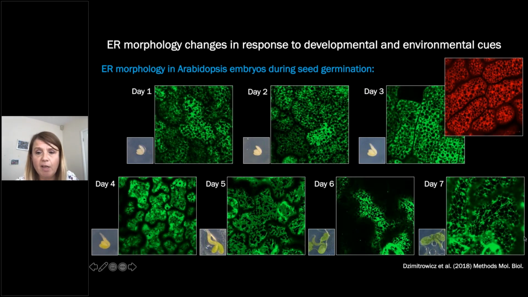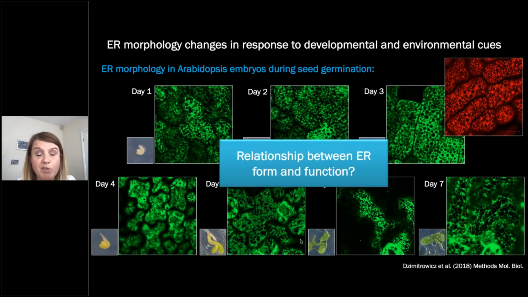Okay, so what this time series, I hope, quite clearly demonstrates is not only how plastic the ER morphology is, but also presumably how these changes in shape reflect the changing functions of the cells and of the whole organism. So because of this, I'm now really interested in what the fundamental relationship is between ER form and function.